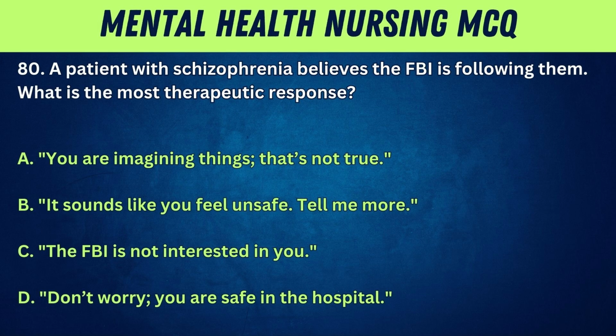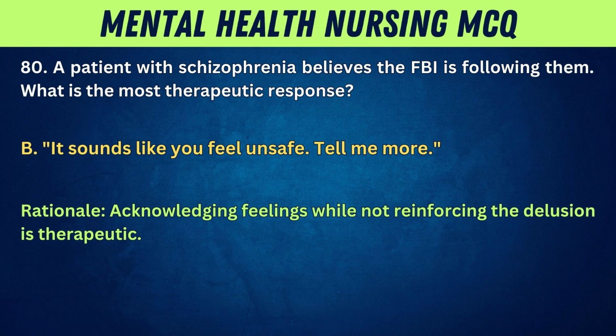80. A patient with schizophrenia believes the FBI is following them. What is the most therapeutic response? A. You are imagining things. That's not true. B. It sounds like you feel unsafe. Tell me more. C. The FBI is not interested in you. D. Don't worry. You are safe in the hospital. Answer: B. It sounds like you feel unsafe. Tell me more. Rationale: acknowledging feelings while not reinforcing the delusion is therapeutic.